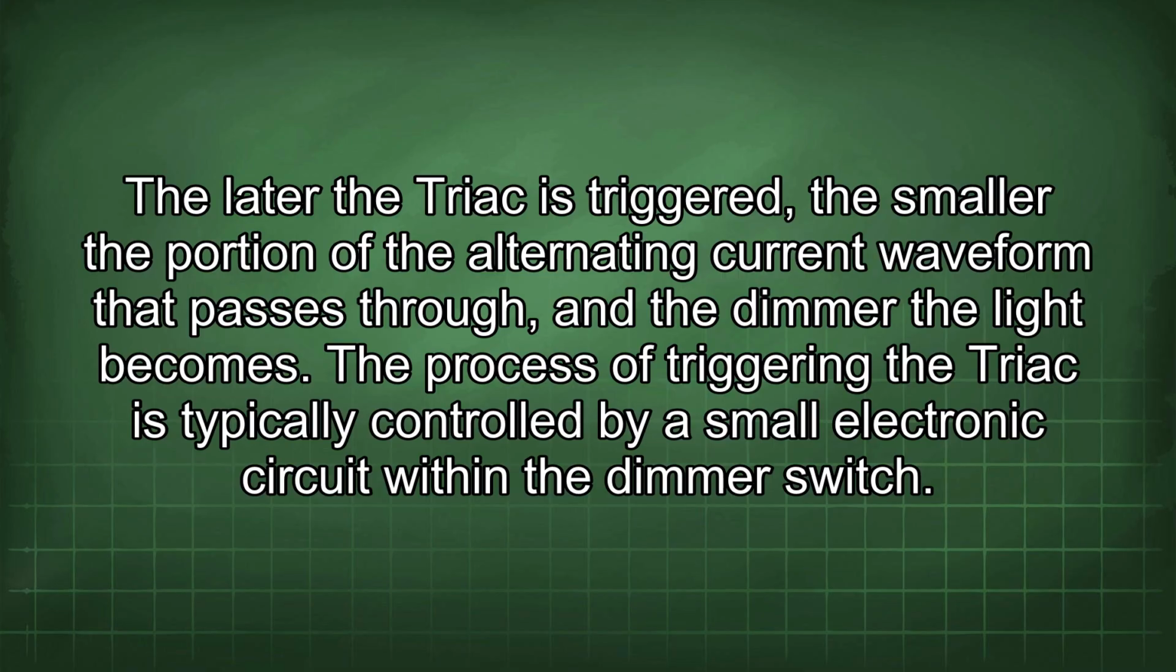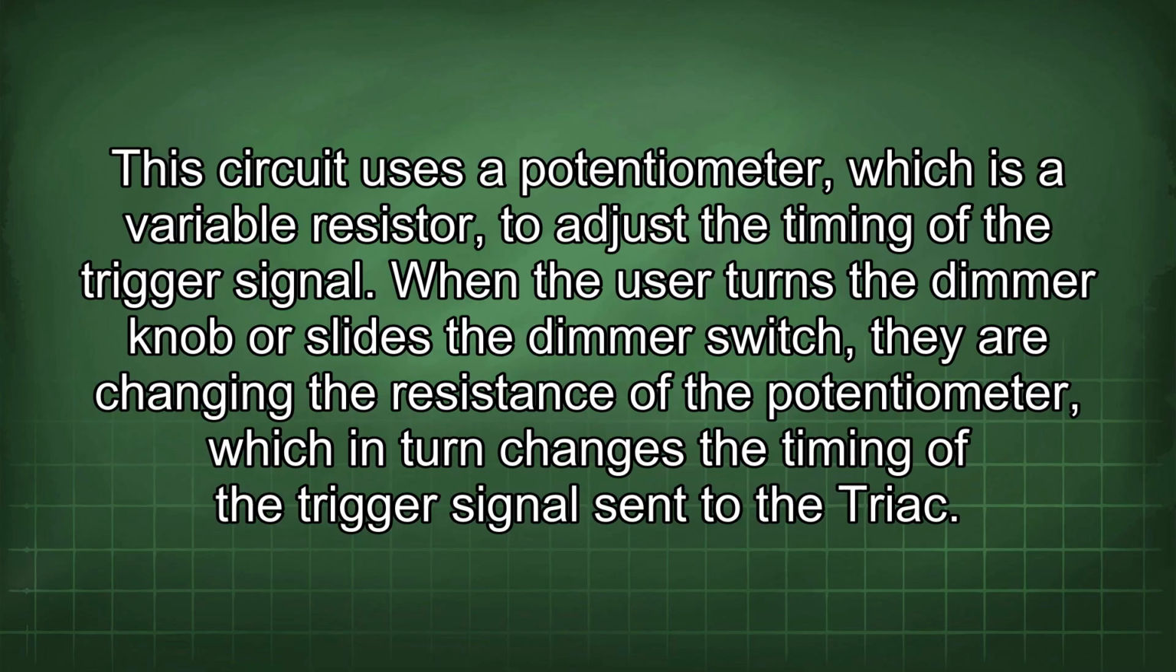The process of triggering the triac is typically controlled by a small electronic circuit within the dimmer switch. This circuit uses a potentiometer, which is a variable resistor, to adjust the timing of the trigger signal. When the user turns the dimmer knob or slides the dimmer switch, they are changing the resistance of the potentiometer, which in turn changes the timing of the trigger signal sent to the triac.